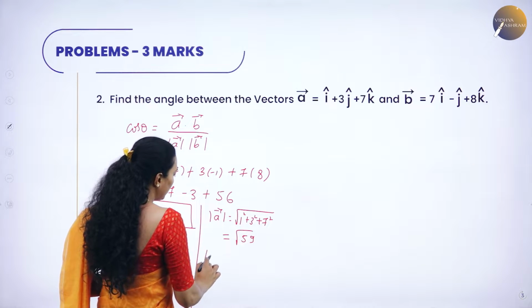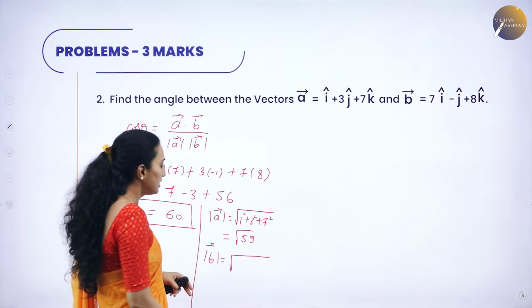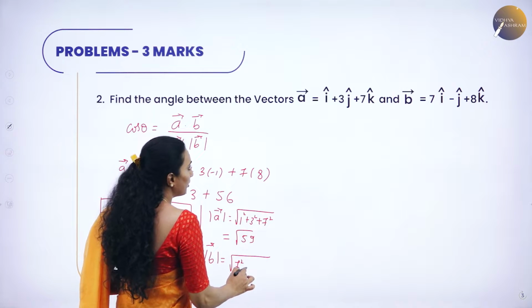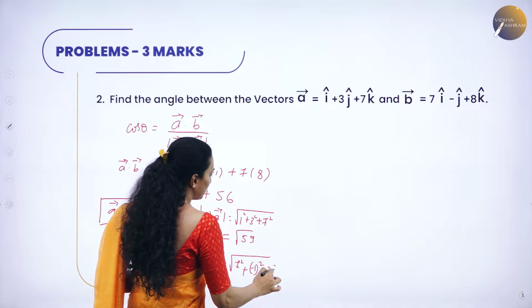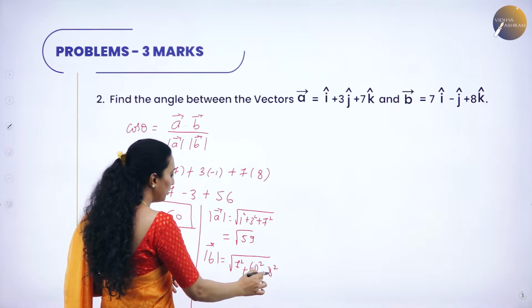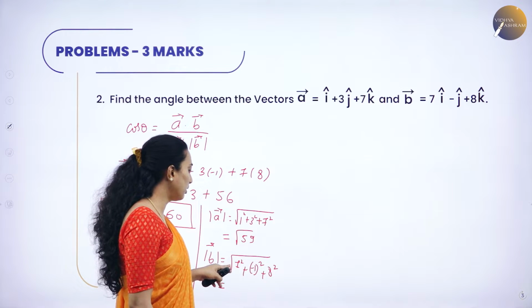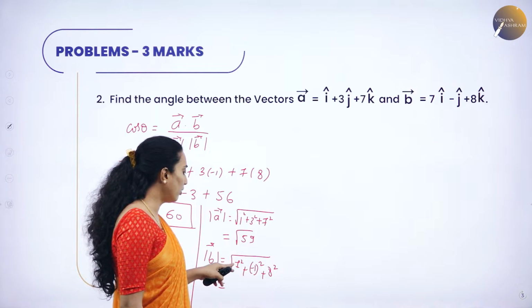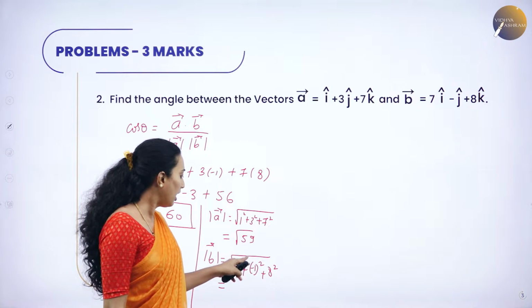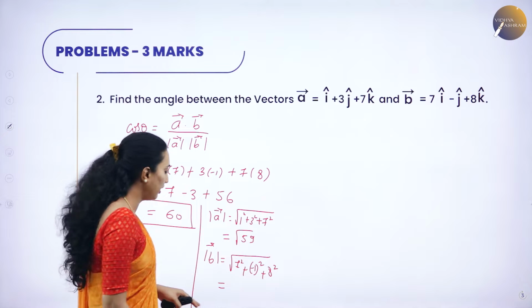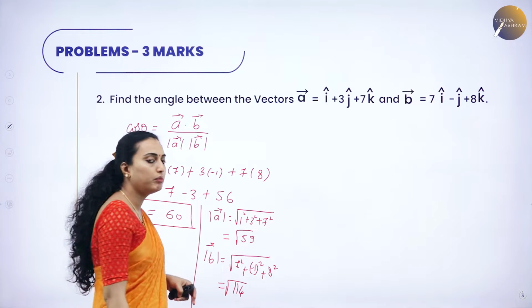Now, what is the magnitude of B vector? Magnitude of B vector is under the root of 7 squared plus minus 1 whole squared plus 8 squared. 8 squared is 64, 7 squared is 49, and minus 1 squared is 1. So you are going to get 113 plus 1, which is 114. So 114 is your answer for the magnitude of B.